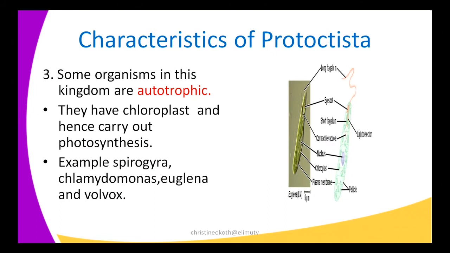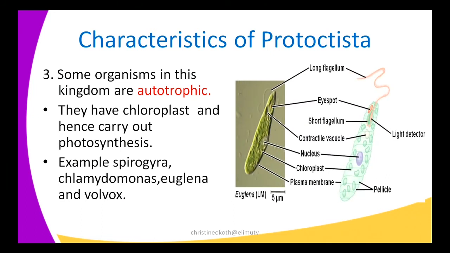Still looking at the characteristics of the Protoctista, this is in terms of nutrition. Some organisms in this kingdom are autotrophic. It means that they can make their own food. So they have the chloroplast, and hence they can carry out photosynthesis. They have the green pigment in them, the chloroplast, which is helpful in the process of photosynthesis. Examples of these organisms, we have Spirogyra, Chlamydomonas, Euglena, and Volvox.